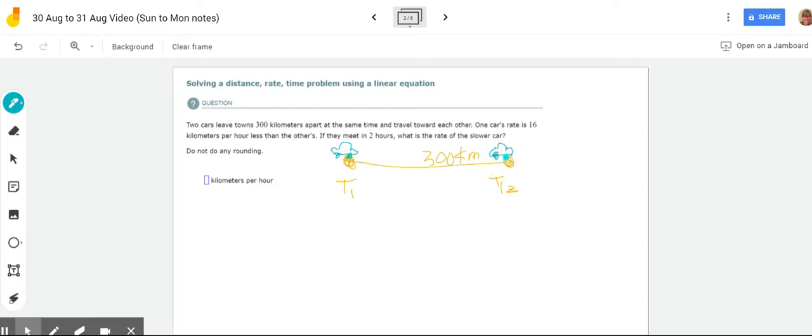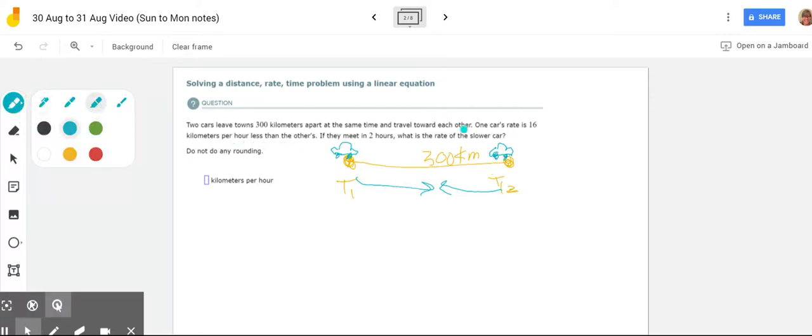Okay, two cars leave at the same time and travel toward each other, so we know they're going toward each other. At some point they're going to meet, and I'm sure that's what they're going to say. They travel toward each other. One car's rate is 16 kilometers per hour less than the other's.